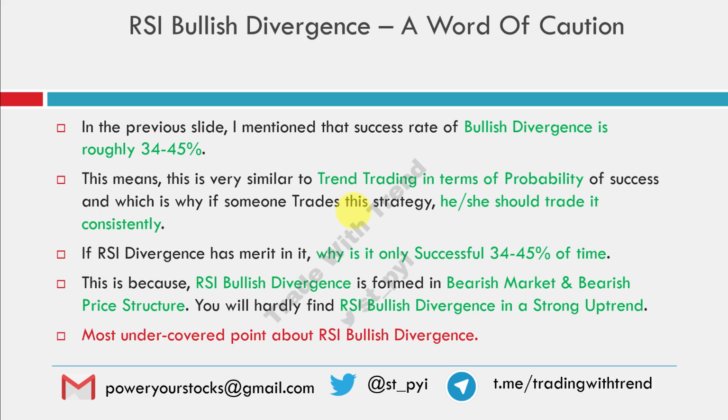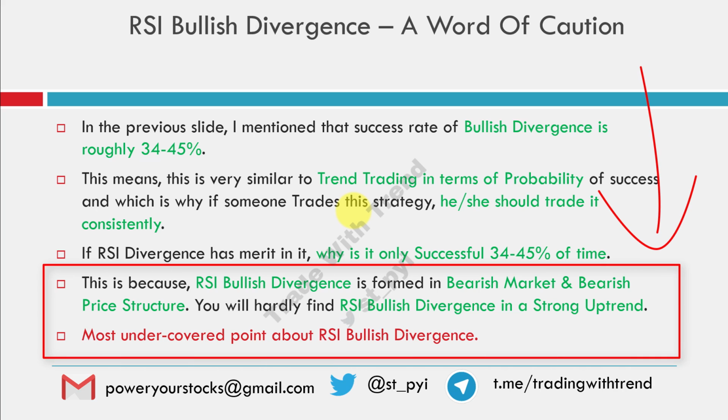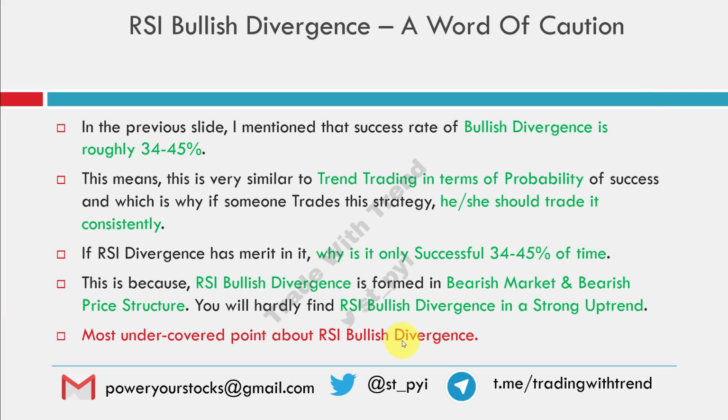See, the thing is, RSI bullish divergence is formed in bearish market conditions and bearish price structure. Now you will hardly find RSI bullish divergence in a strong uptrend. Now this is the most undercovered point about RSI divergence, because this changes the outlook of a trader on how he views divergence in general.